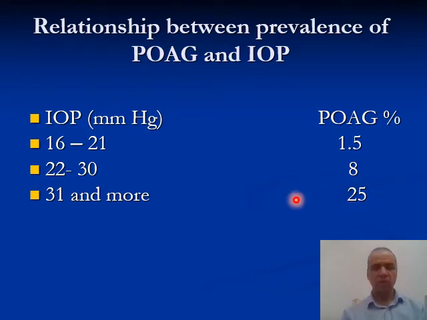So we can say that the intraocular pressure is an important factor that plays a role in the pathogenesis of glaucoma, but it is not the only story in the pathogenesis of glaucoma, and there are other factors causing optic nerve damage, but they are not discovered yet.